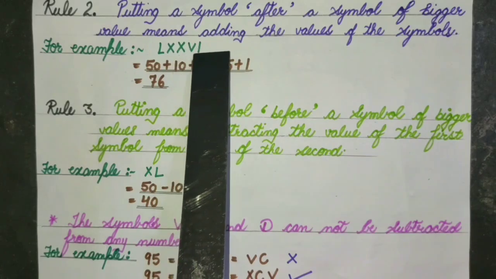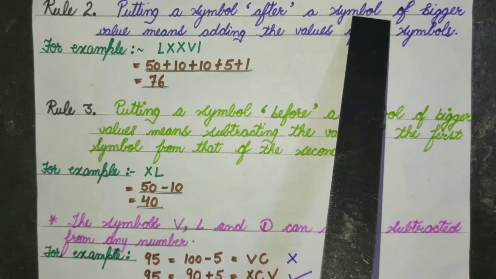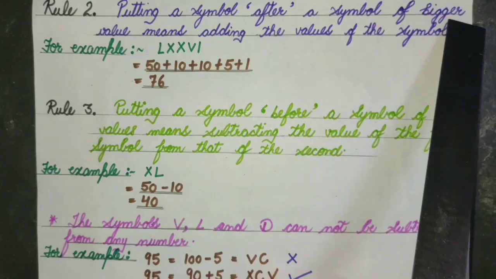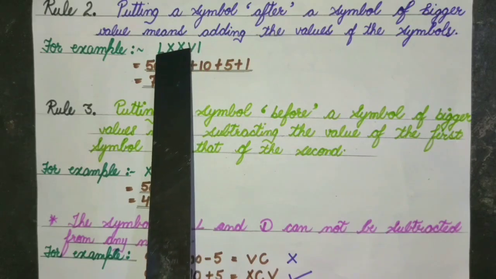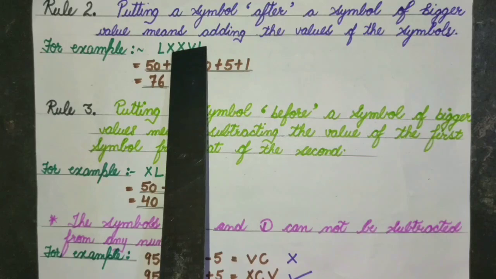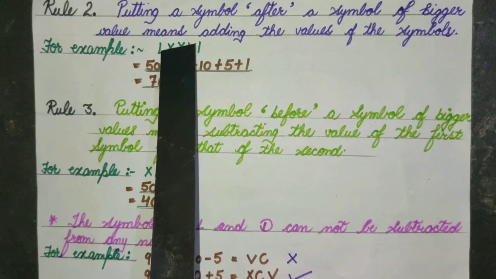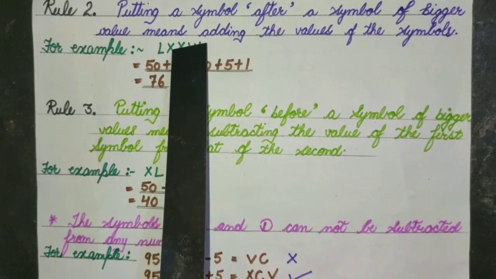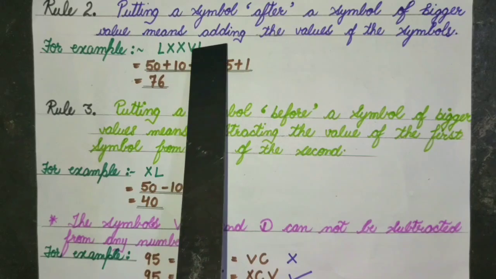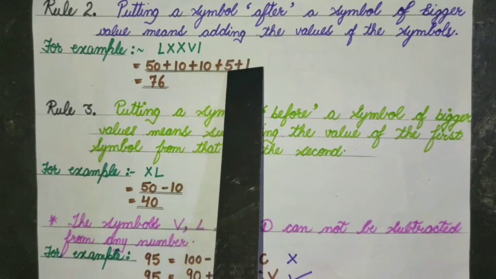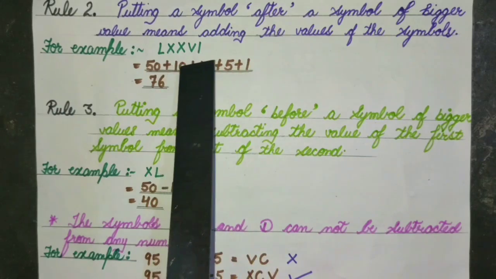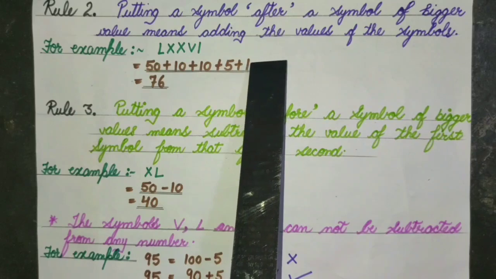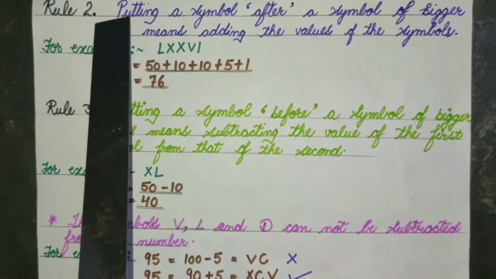It is only possible when a symbol is used after a symbol of bigger value. X is smaller than L. So L is the bigger value, and after L, X is used, which means we have to add X to L. See here everyone, L means 50, X means 10, again X means 10, V means 5 and I means 1. And here I have used a plus sign between all these. The reason is only this: we are using this rule.